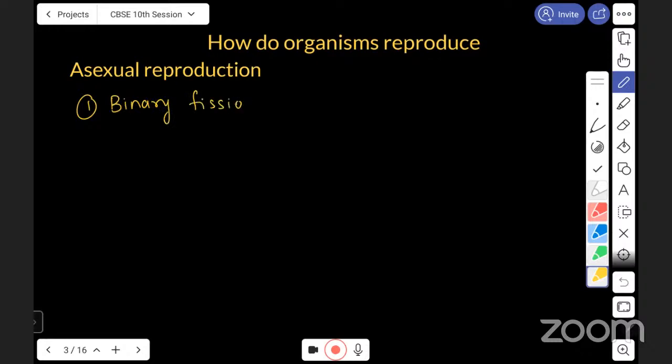What are the examples of binary fission? Tell me in the chat box. Which organisms reproduce by binary fission? Very good. Amoeba and Leishmania.